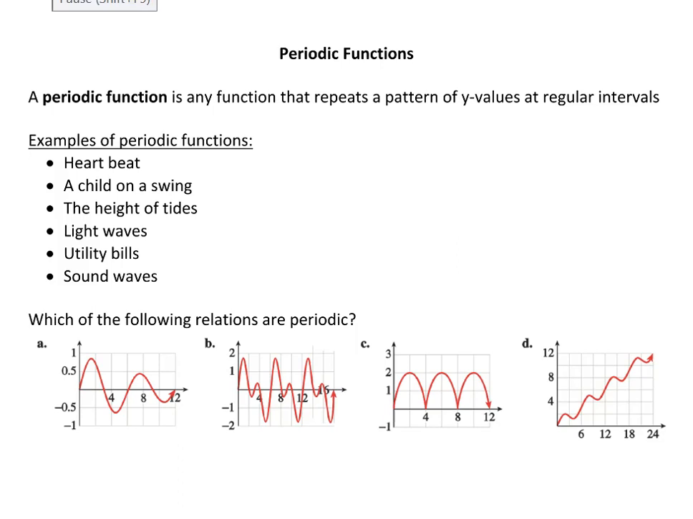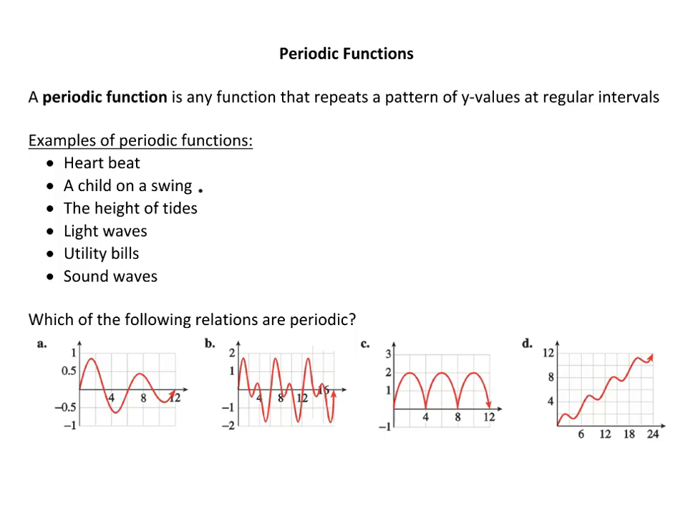So a periodic function is any sort of function that repeats itself in a regular pattern of y values. And you see them all over the place in real life. So hopefully a periodic function for you is your heartbeat. It's repeating itself regularly with time, unless you have some sort of an arrhythmia or something like that.